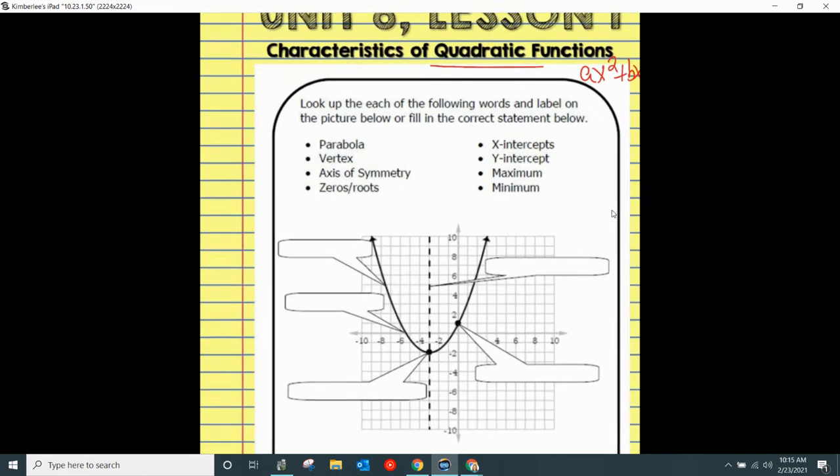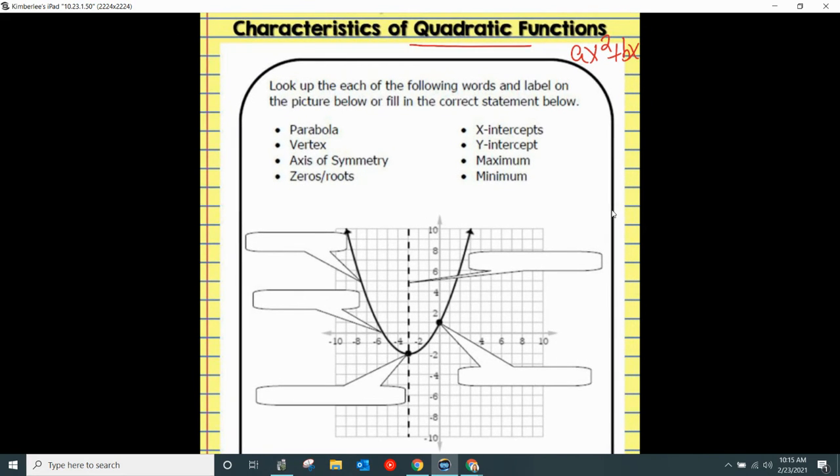So let me zoom in a little bit here. So we call that U shape a parabola. The general U shape is called a parabola.